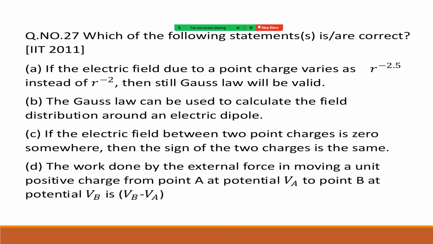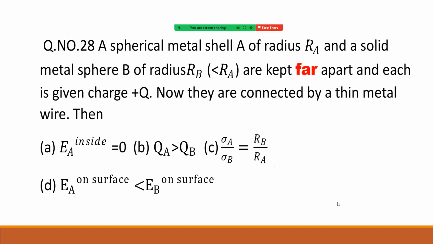Now see the next problem. A spherical metal shell A of radius RA and a solid metal sphere B of radius RB, condition RB less than RA, are kept far apart. An important one is far apart, and each is given charge plus Q. Now they are connected by a thin metal wire.